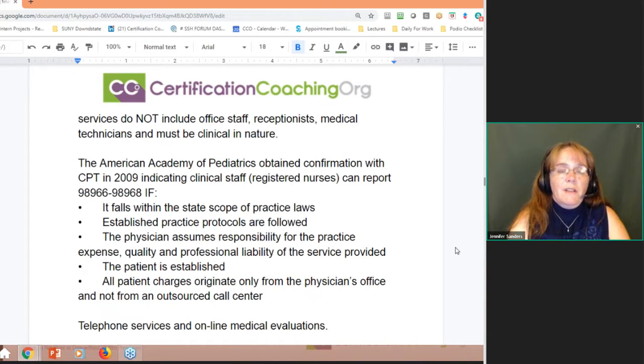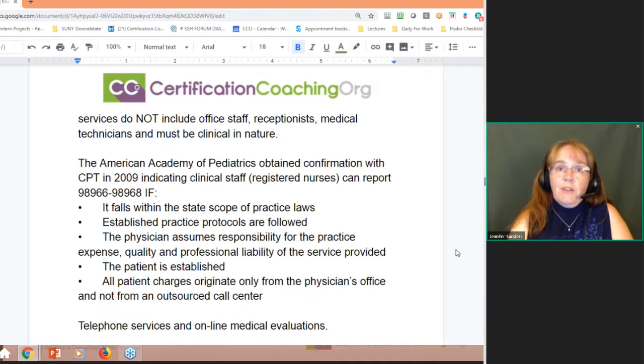I've found the American Academy of Pediatrics contacted CPT in 2009 and said, okay, we need some clarification here, because their clinical staff, a registered nurse, can report that code, if they meet all criteria. So if it falls within your state practice law for the scope of practice for a registered nurse, an established patient protocol, you have a protocol established in your office that this is what we always do, the physician is going to assume responsibility then for what has just been relayed to that patient.